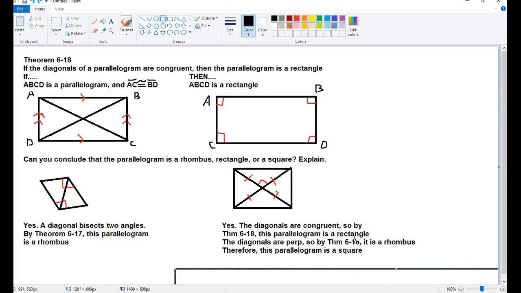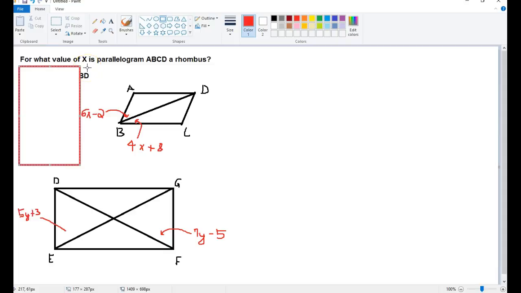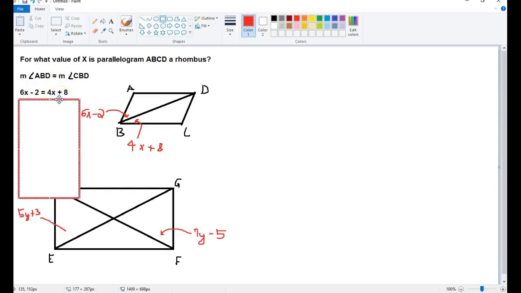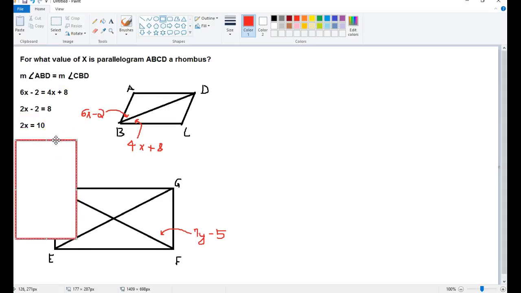Alright, we're going to go through one more problem, and that'll be it for today. Okay, so we have our last problem here. What value of x is going to make this a rhombus? So we're told that this angle is 6x minus 2, and this angle is 4x plus 8. So we need to make sure that we set these angles equal to each other. ABD is going to have to be the same as CBD. So 6x minus 2 equals 4x plus 8. 2x minus 2 equals 8. 2x equals 10. And then x is equal to 5.